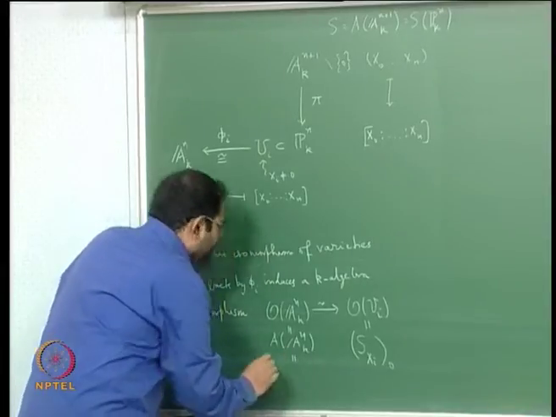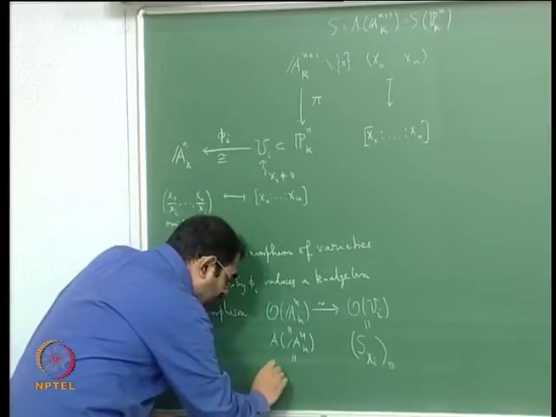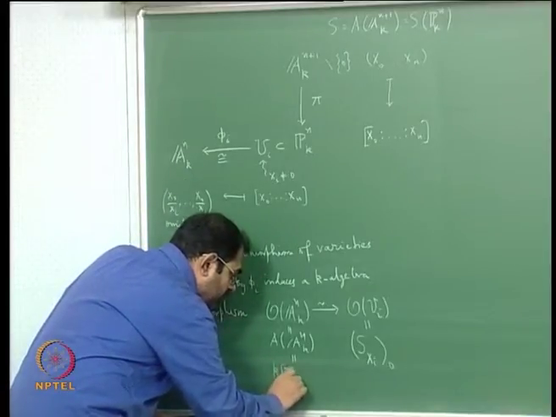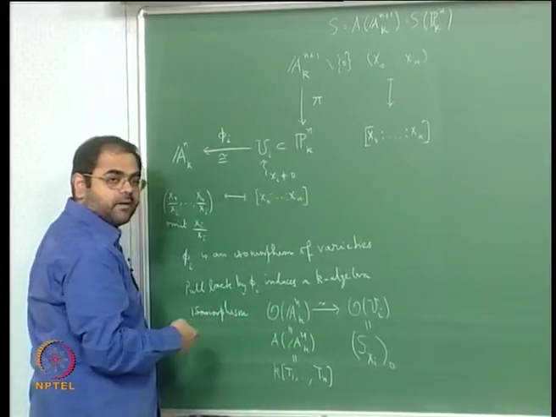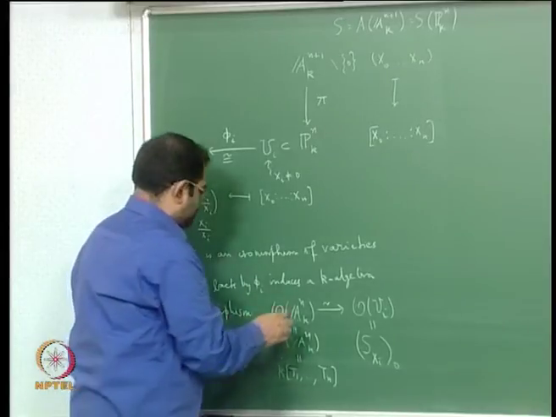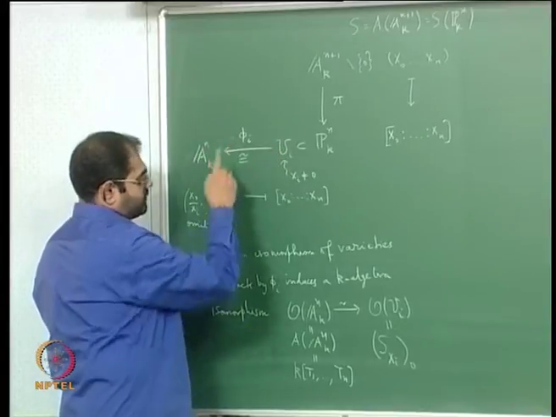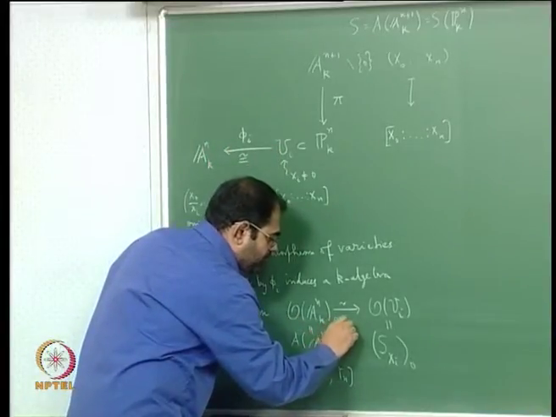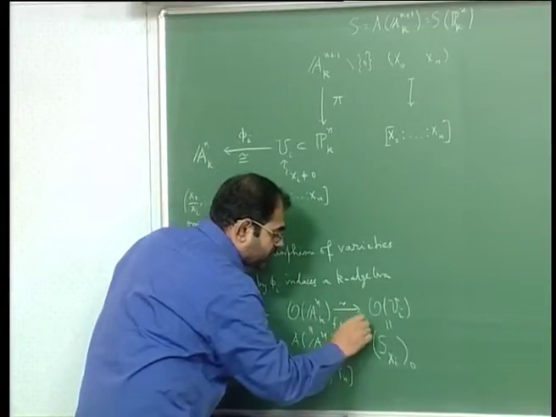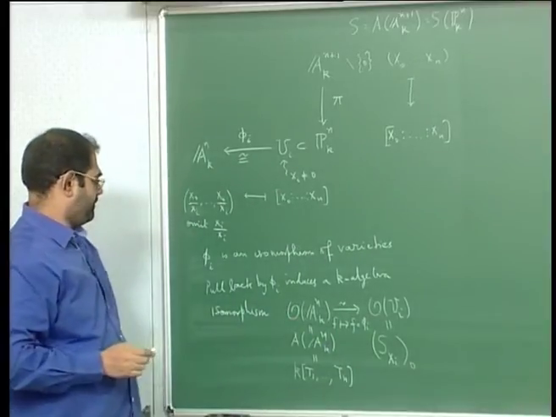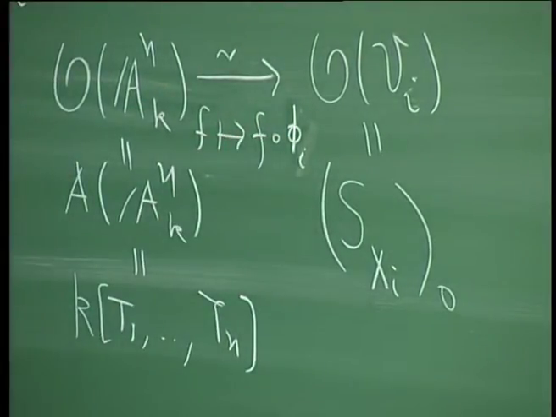if I call the coordinates on this affine space t1, t2, etc. up to tn, then this isomorphism is given by pullback of maps. The map is very simple. You give me a regular function f here, its pullback is just composition with phi: first apply phi, then apply f. So this is the pullback map, and this is an isomorphism.